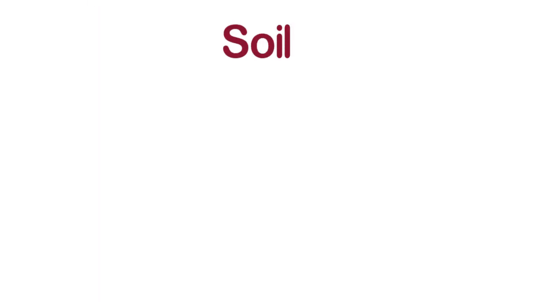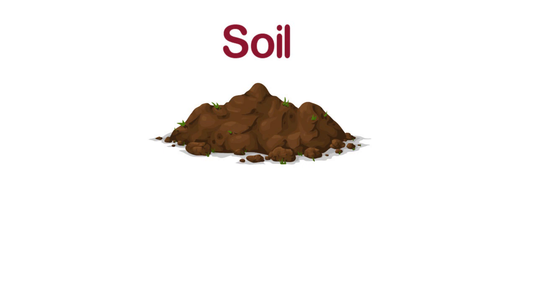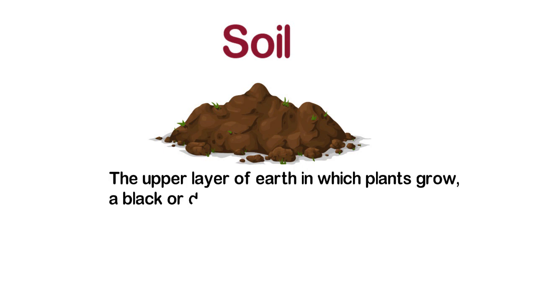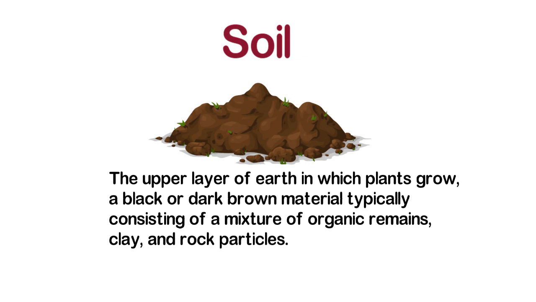Soil. The outer layer of Earth in which plants grow, a black or dark brown material typically consisting of a mixture of organic remains, clay, and rock particles. Soil that is good for the growth of plants is called fertile soil.